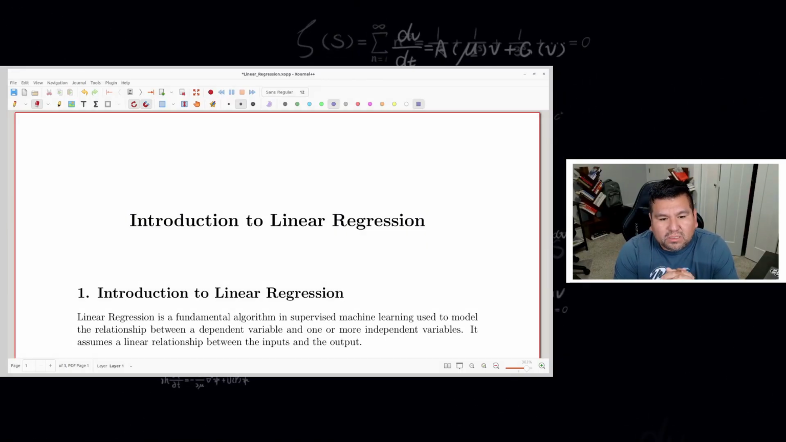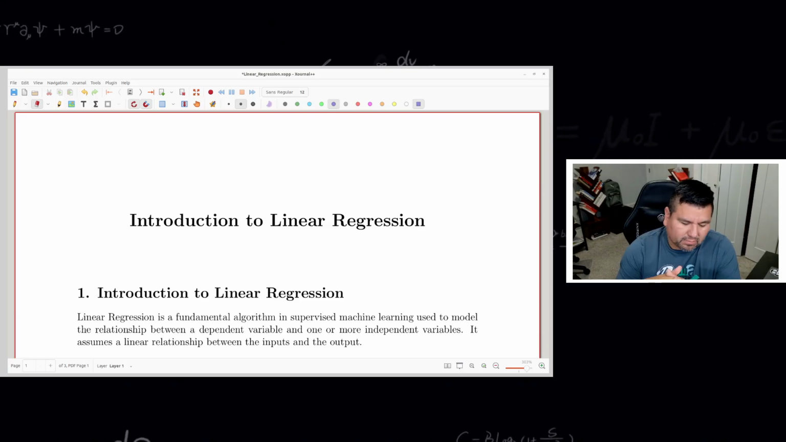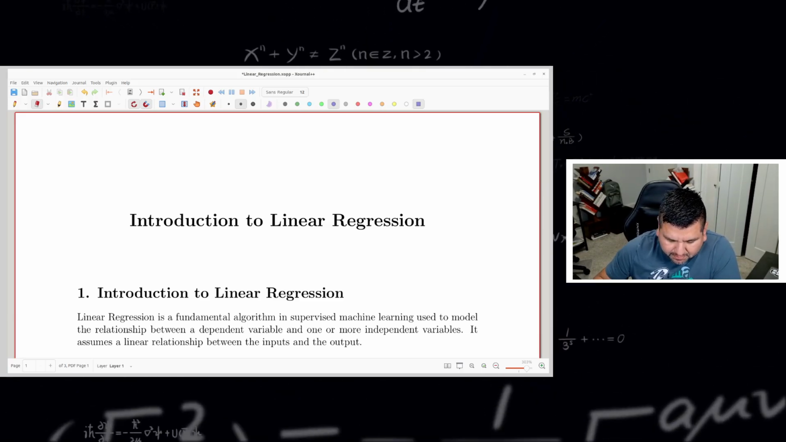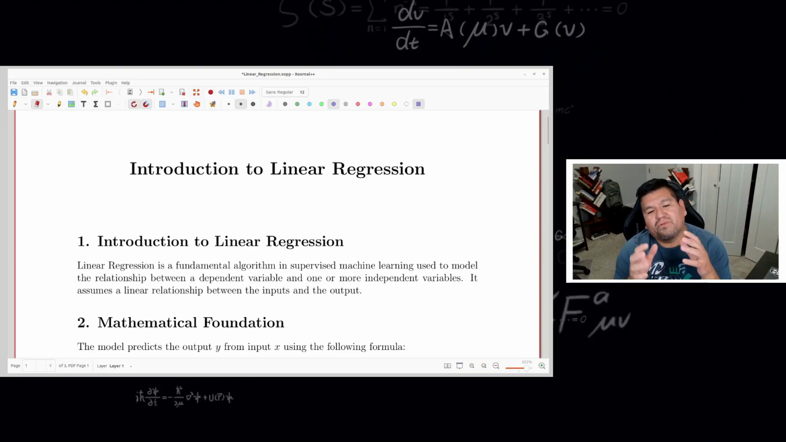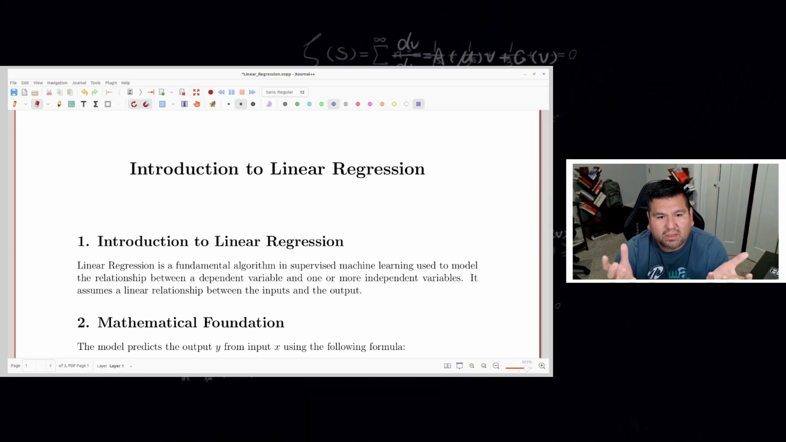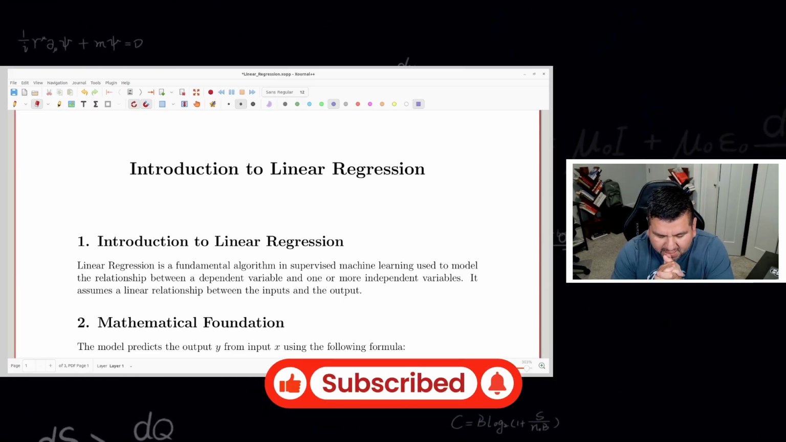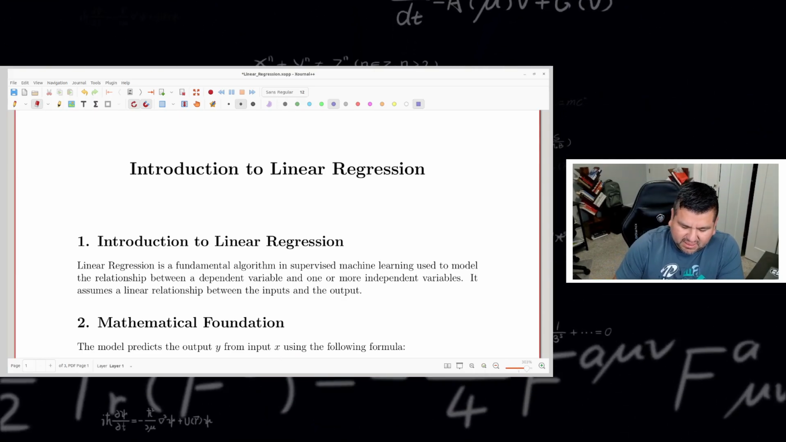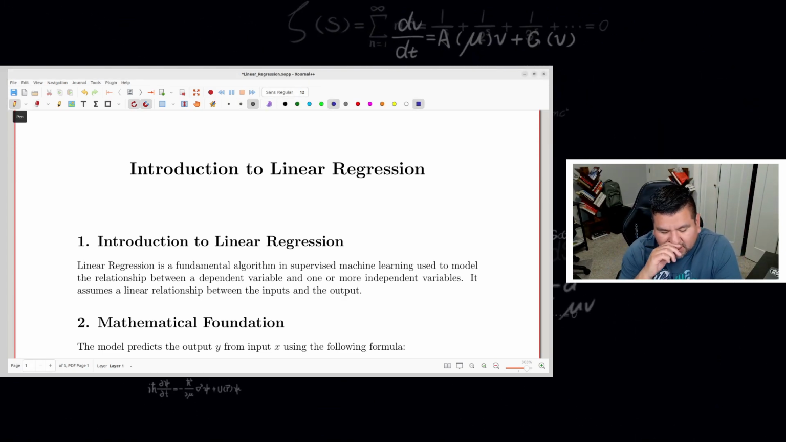Guys, in this tutorial we will talk about linear regression. So let's get to it. Linear regression is one of those fundamental machine learning models that anyone in machine learning needs to know really well. First, let's start by highlighting a couple of important components associated with linear regression.